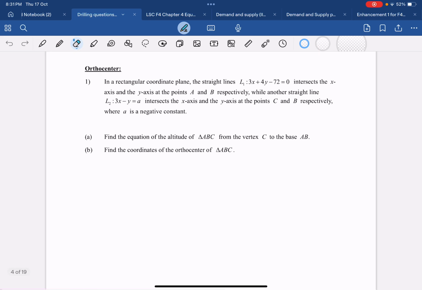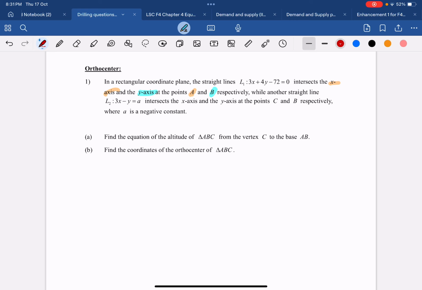So I assume you have worked on it. So let's see. So L1, 3x plus 4y minus 72 equals 0, intersects the x-axis at A. So you know A is the x-intercept, right? And then intersects the y-axis at B. So you know B is the y-intercept for L1. Okay, so we can find this first.